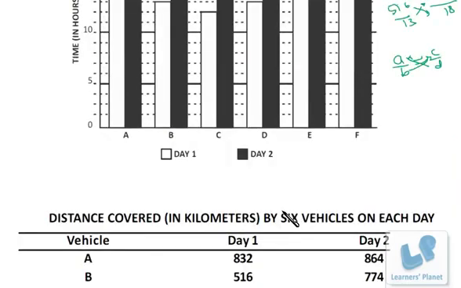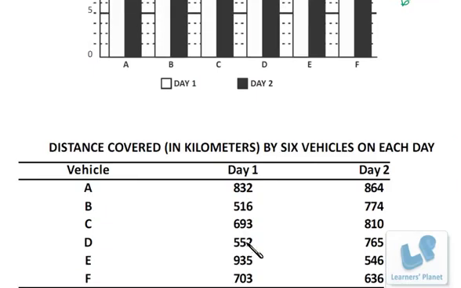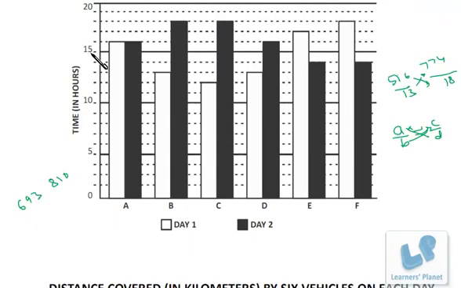Similarly we can check for C. C is 693 and 810. On the first day the time is 12, on the second day it is 18. We do the same thing over here. Here the unit digit is 4, here the unit digit is 0. So even C is not the correct choice.